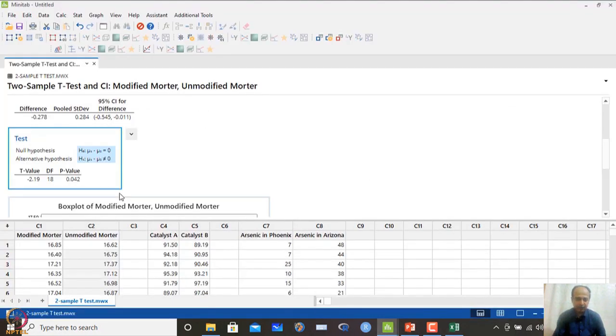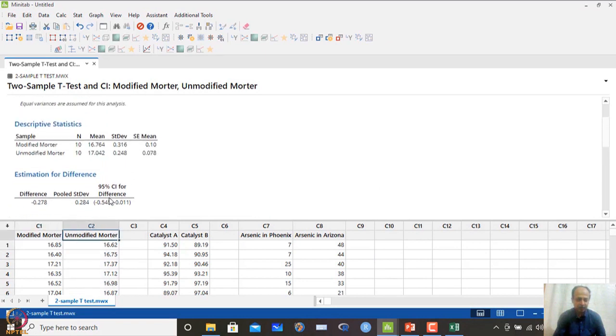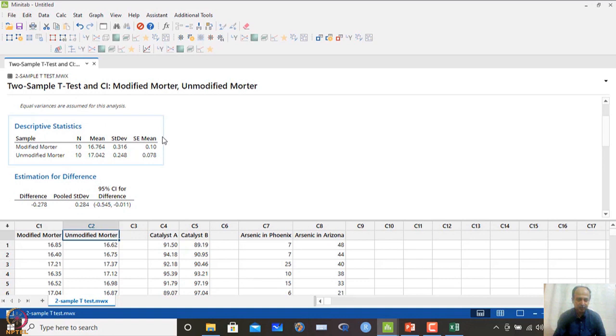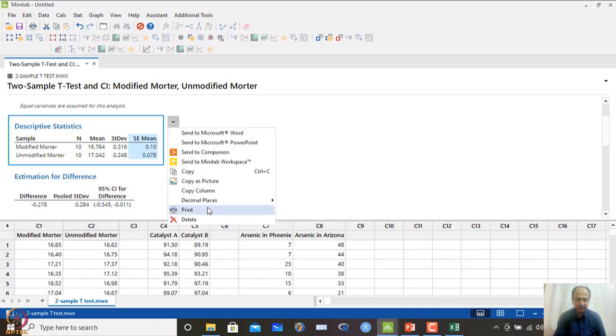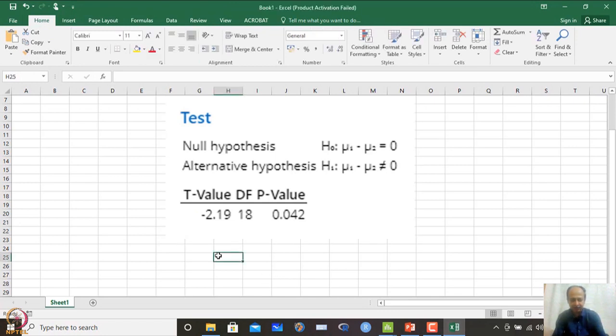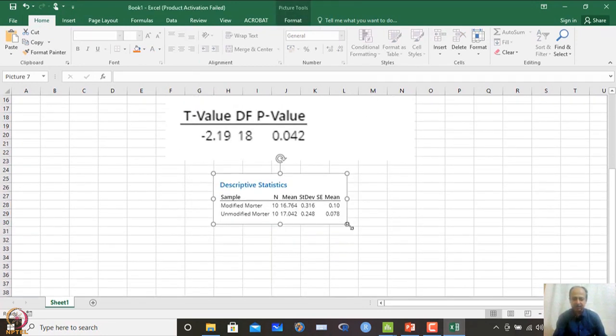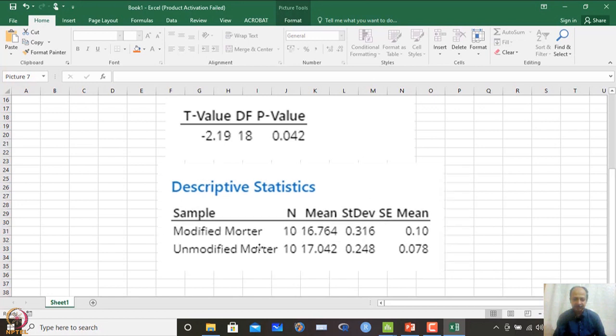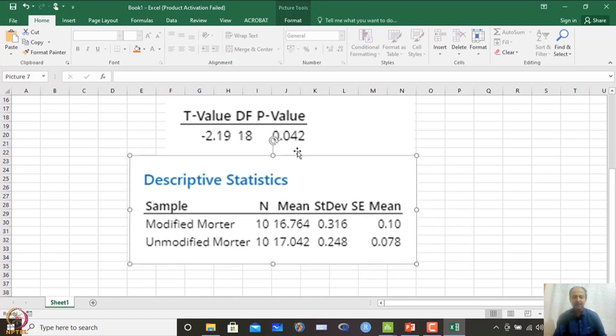So that means one mean is different from the other mean, modified motor and unmodified motor formulation. So let us go to the mean, which is different from which one. We have confirmed that there is significant difference between these two. We can place it like that and paste it over here, and enlarge this one and see which is different from which one. We have seen that the p value indicates that they are different.